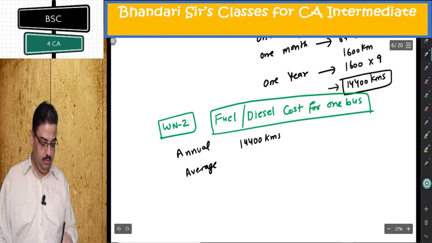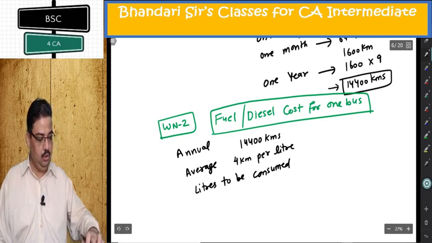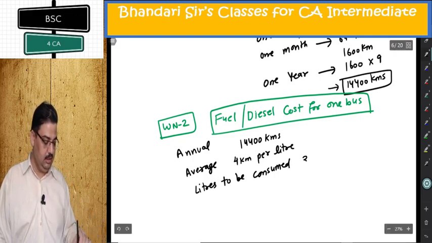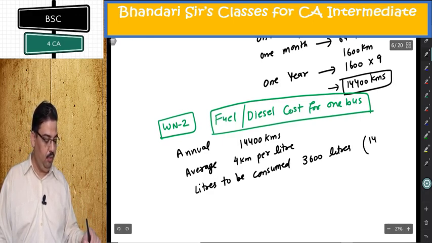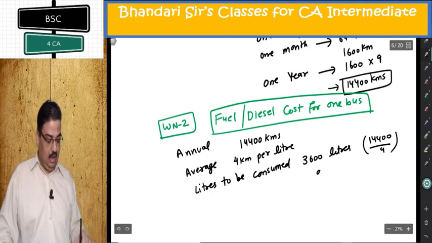Average: 4 kilometer per liter. Liters to be consumed: 3600 liters. How did I get this? 14,400 divided by 4. All common sense.